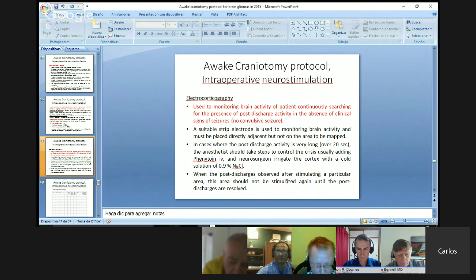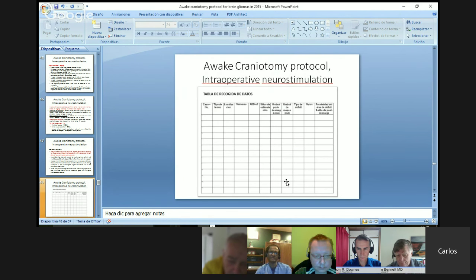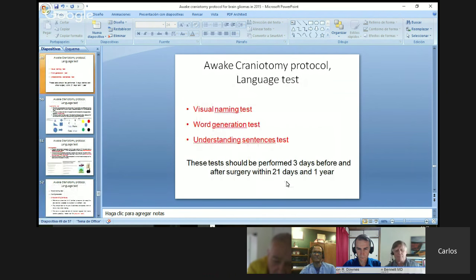So, electrocorticography monitoring is used to monitor the brain activity of patients continuously, searching for the presence of afterdischarge activity in the presence of clinical signs of seizure. So, we will do language tests like a visual naming test, word generation test, and sentence comprehension test.